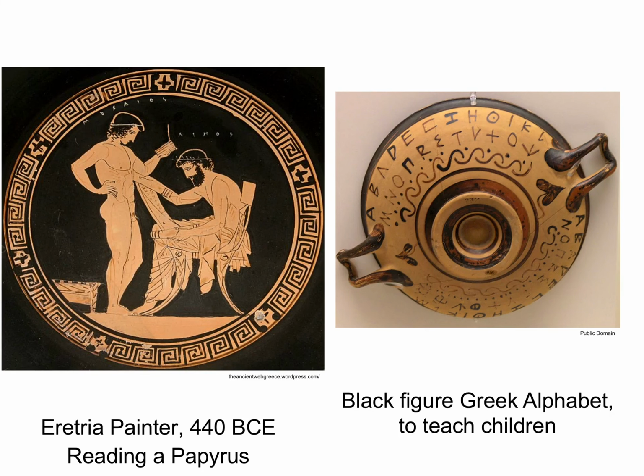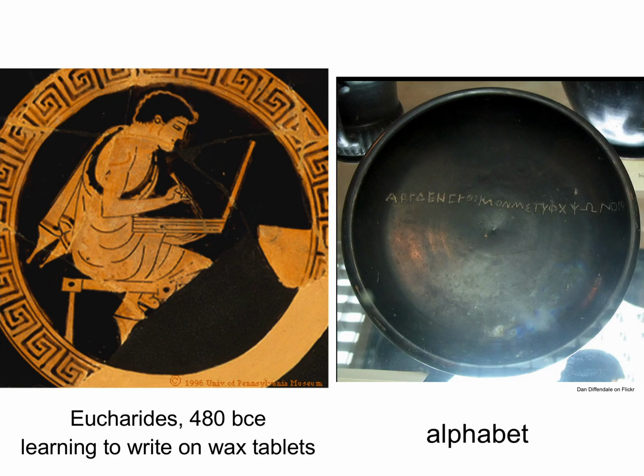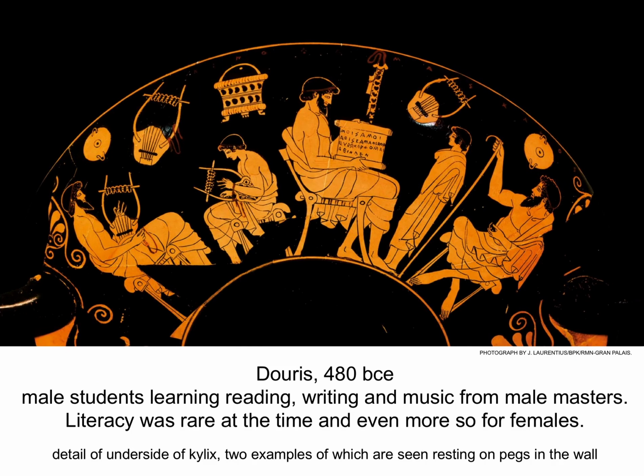We have all kinds of scenes of reading and writing as well. An example of a man reading a papyrus with one of his pupils on the left, and a black figure Greek alphabet to teach children inscribed on a Kylix cup. Learning to write on wax tablets on the left, and the inscription of the full Greek alphabet inside a bowl on the right. Here, an image on a red figure vase of male students learning reading, writing, and music from male masters. Literacy was rare at the time, and even more so for females.